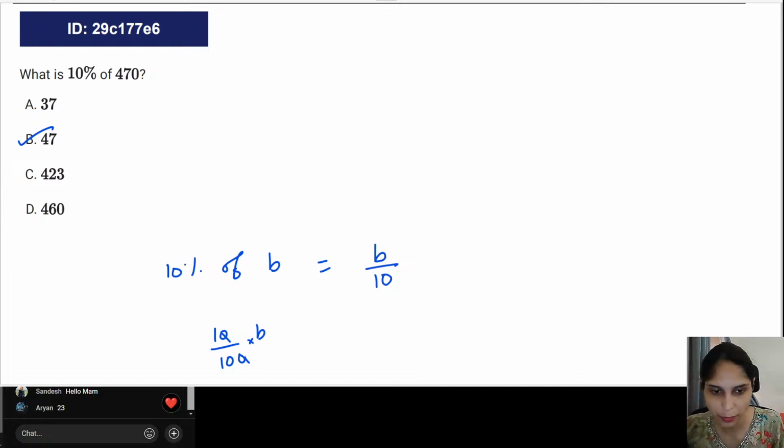Yeah, 23 is the correct one for the previous question. For this one it is 47. Next is question number 21.